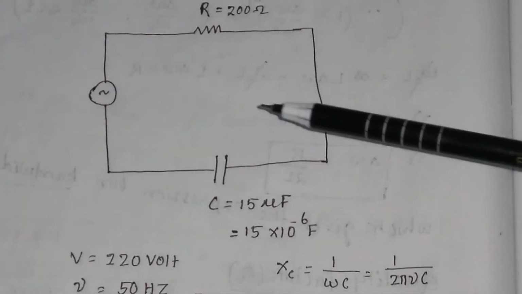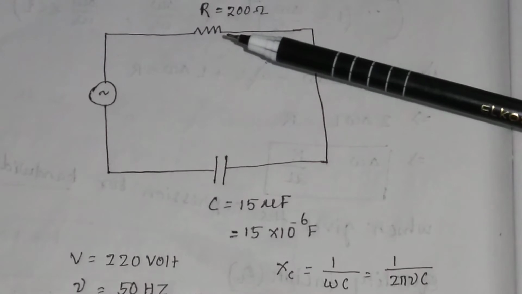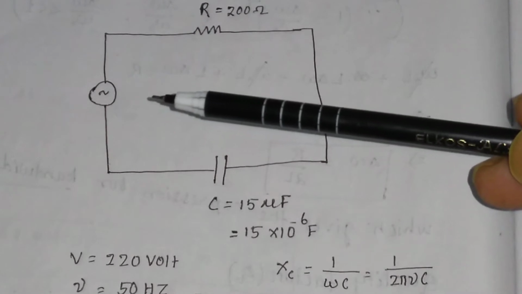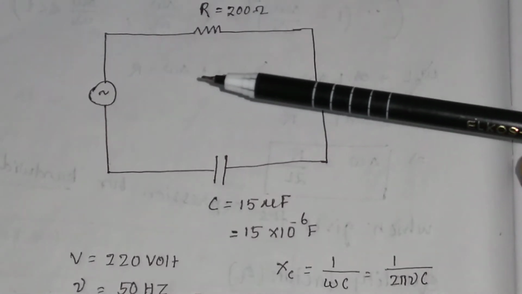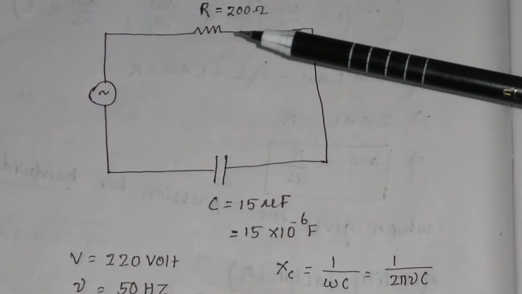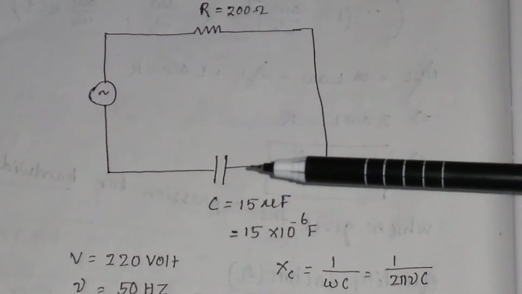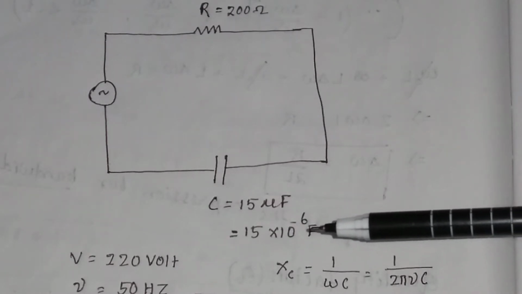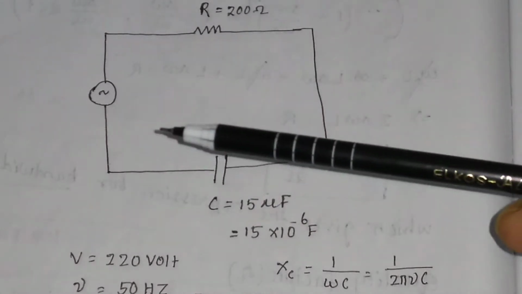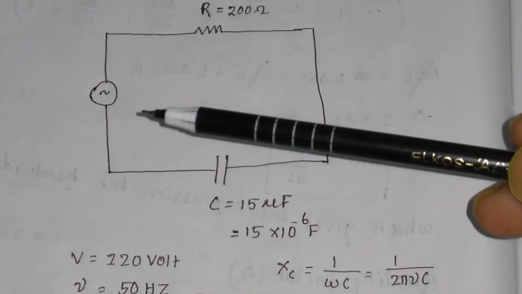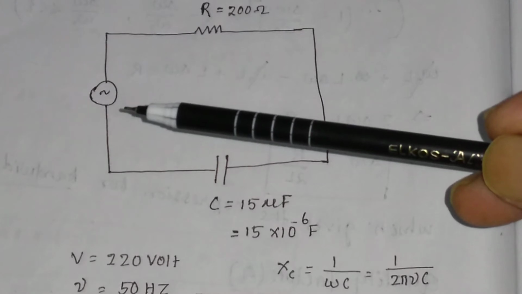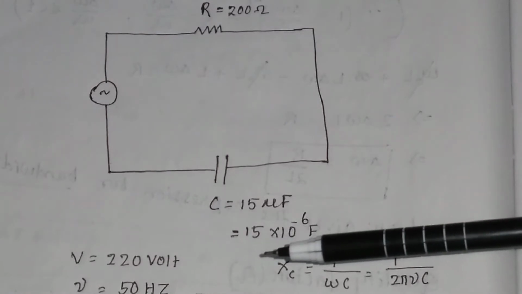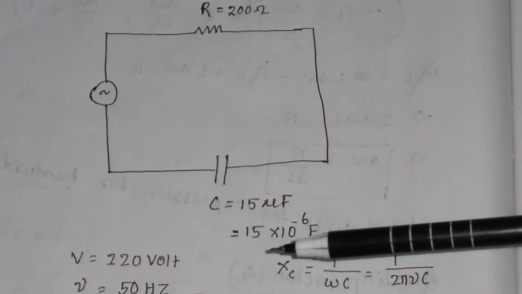So this is an AC circuit which contains a resistor and a capacitor in series with an AC source. It is given that the resistance of this resistor is 200 ohm and the capacitance of this capacitor is 15 microfarad, or 15 into 10 to the power minus 6 farad. The source potential is equal to 220 volt and 50 Hz. And we have to find out the current in the circuit.